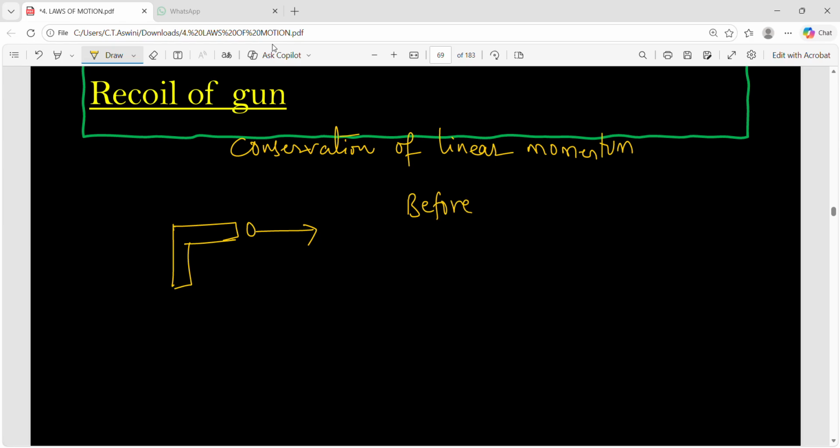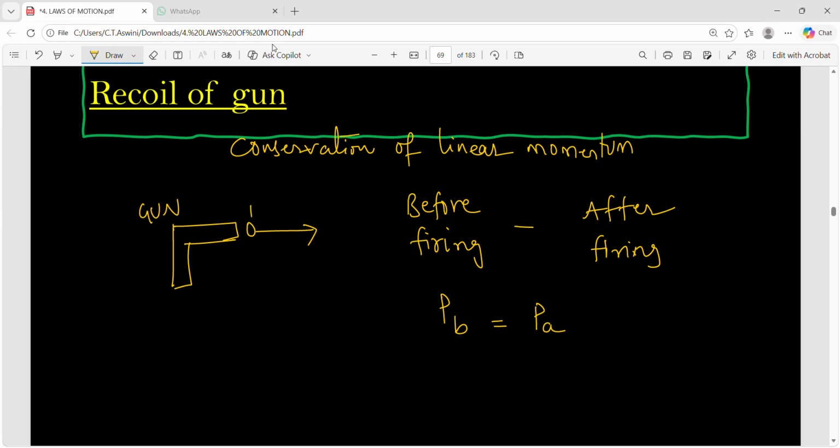See, before firing, what you have to consider here, before a process and after a process. So before firing and after firing. What remains the same? Tell me. Momentum remains the same. So momentum before firing and momentum after firing will remain the same.